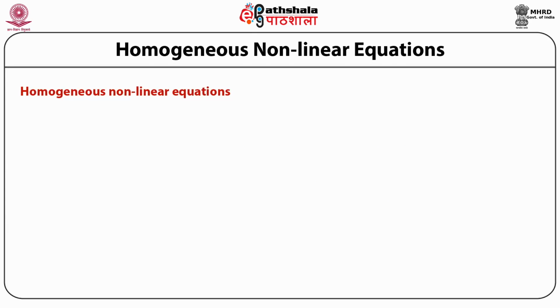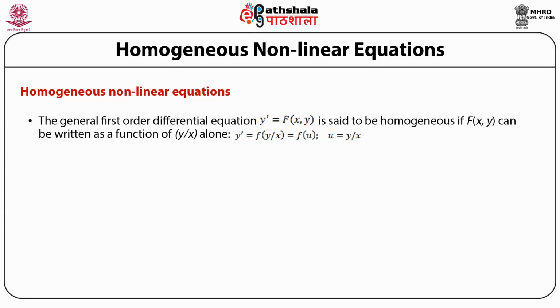Homogeneous nonlinear equations. The general first order differential equation y prime is equal to f of x, y is said to be homogeneous if f of x, y can be written as a function of y by x alone. Then the differential equation becomes y prime is equal to f of y by x, which is equal to f of u, where u is equal to y by x.